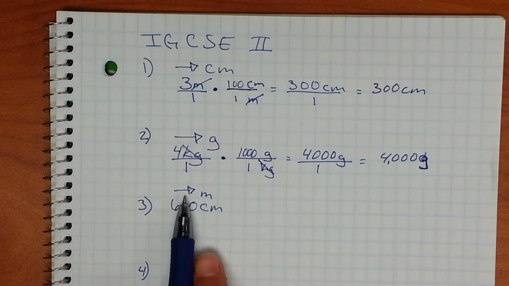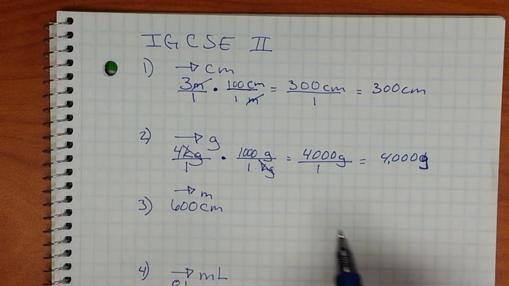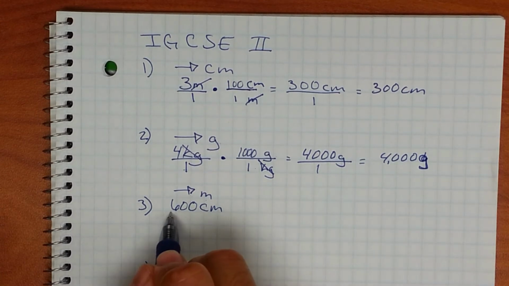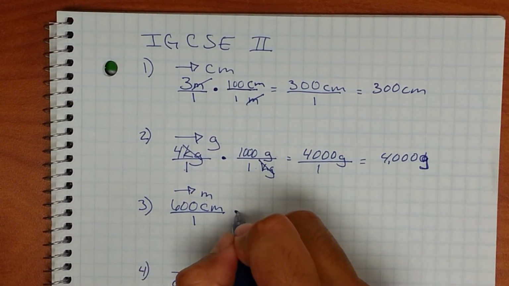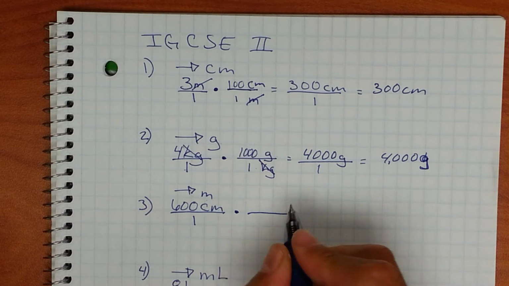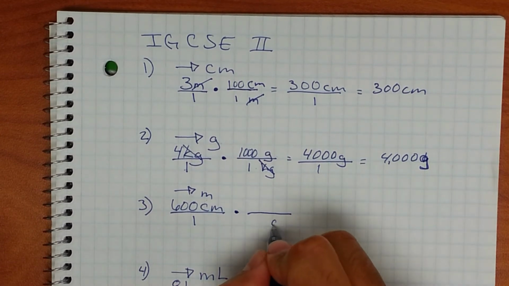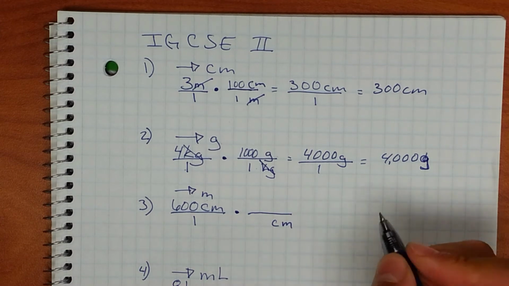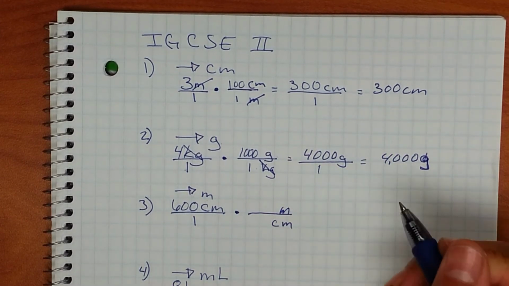Now, let's take a look. This next one on number 3, we're converting to meters. So I'm starting with centimeters, I'm converting to meters. So along with my setup right here, I need to go and put this over 1. Set up my other fraction. So on my other fraction, if I'm starting with centimeters, I'm going to need to have centimeters on the bottom. Now, since I'm converting to meters, meters goes on top.